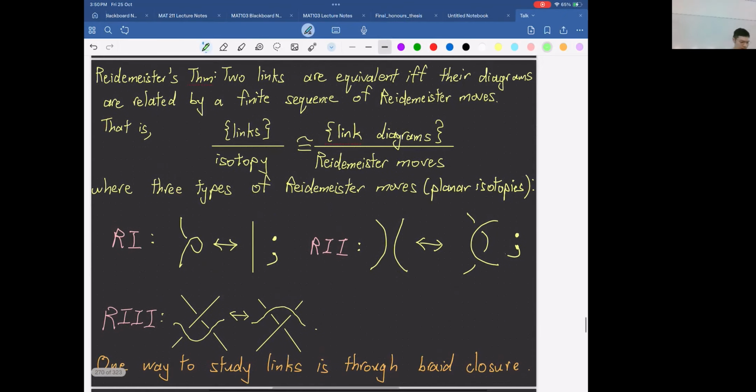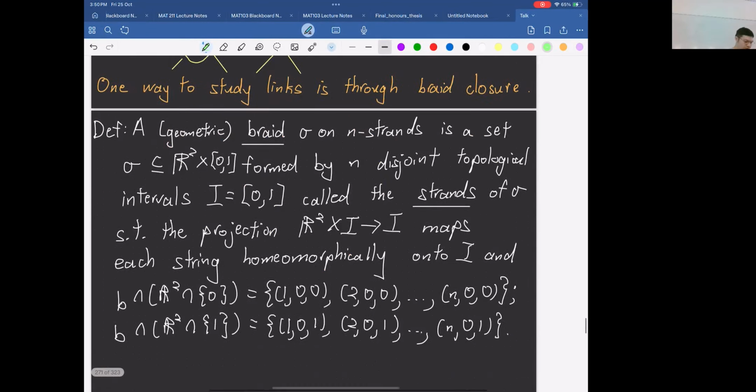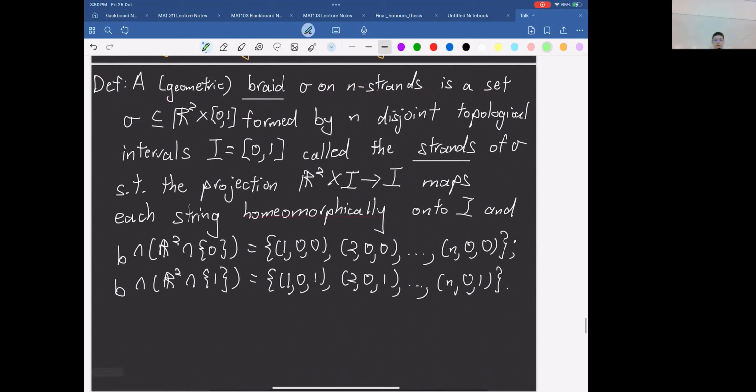Right. So how to study links? One way to study links is through braid closure. I will define what a braid closure is here. To define it, we will define what a geometric braid is. We'll define a braid on n strings. So what is a braid on n strings? Basically, it's a subset of R2 cross the time interval 0 to 1.